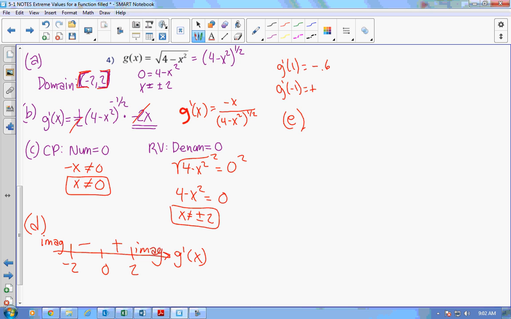Let's look at the graph. Let's just graph the function. Go to y equals and graph square root, make sure you do parentheses, 4 minus x squared. Look what happens at x equals 0.